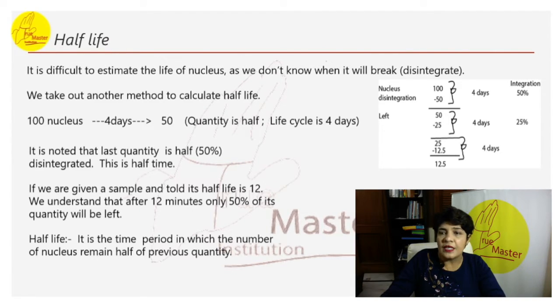So say we have 100 nuclei. Half is 50%, so 50% of 100 will be 50. Say that takes 4 days. So 4 days of disintegration is 50%, and we are left with 50. Again half, presuming 4 days, so it will become 25. Half of 50 is 25. Again half is 12.5. This is how the quantity disintegrates.